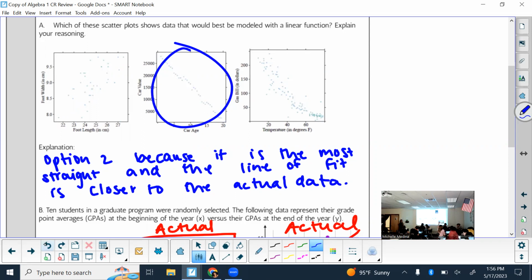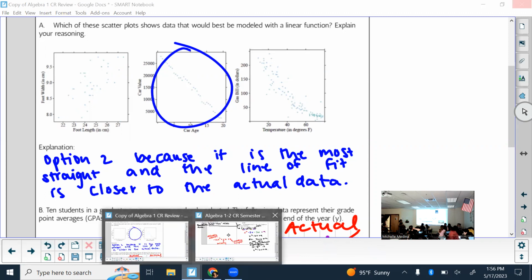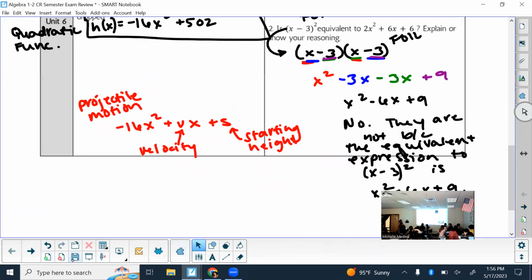So use complete sentences, put enough detail. Haley, can you do the unit thing? The second question, or like the second part of that? Yes. So.